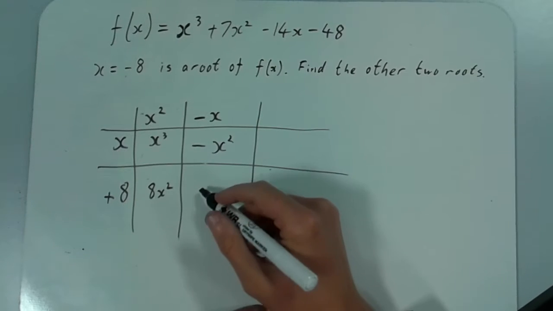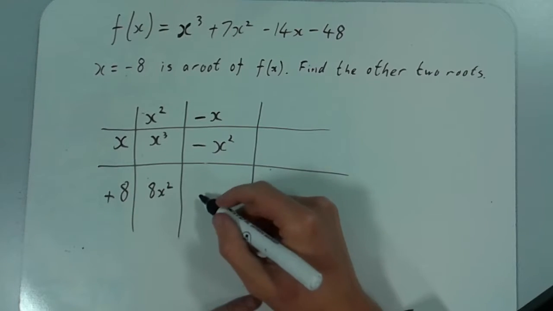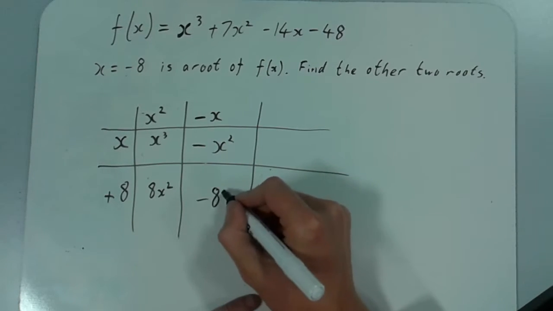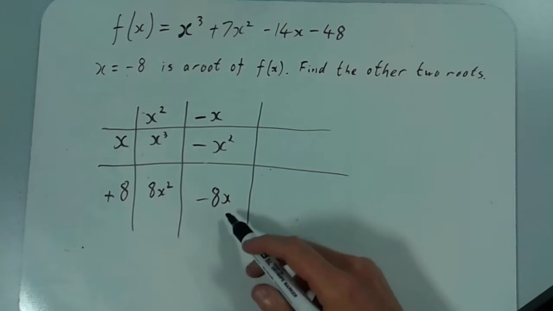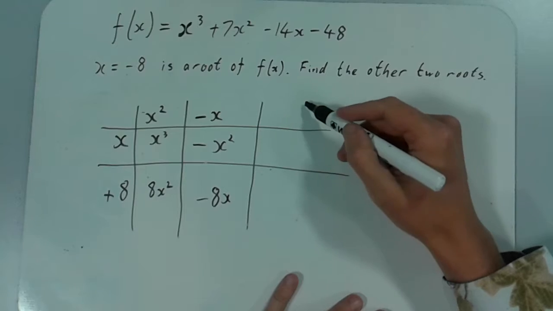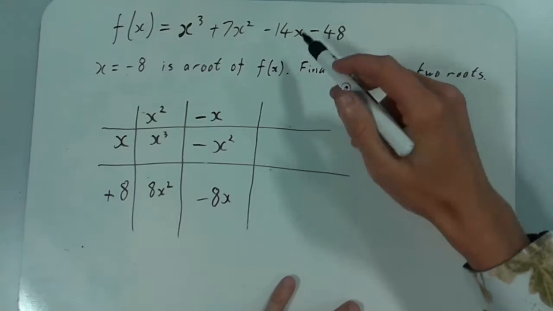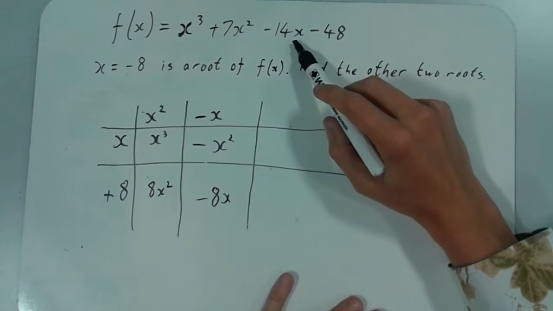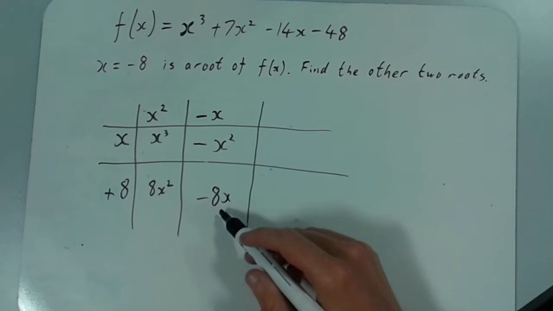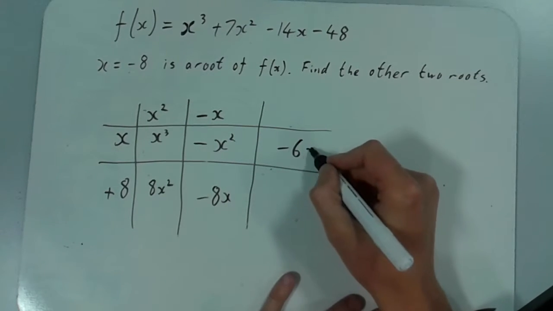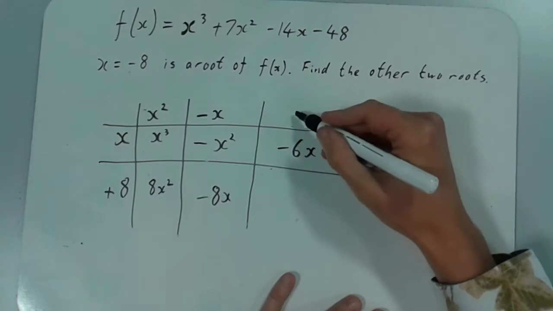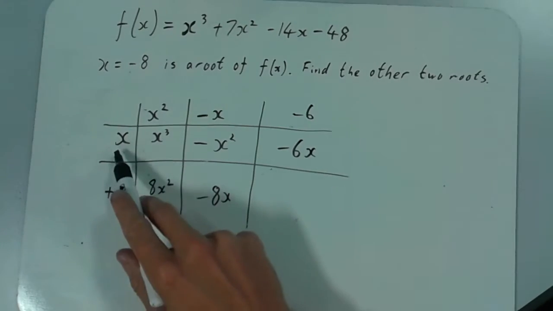Similarly, down here, I can now see that I'm going to have a minus 8x, multiplying those, and then I apply the same process. I know that I'm going to have a constant here. I want to have minus 14x. I've already got minus 8x, so I need another minus 6x. So this here must be minus 6.